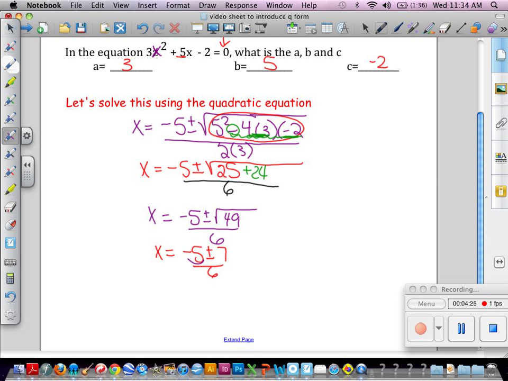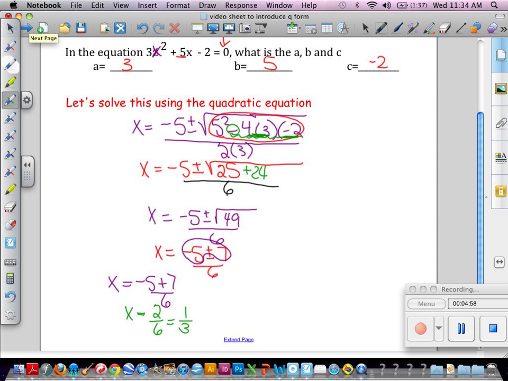So I'm going to take my -5, and I'm going to take plus 7. X equals -5 plus 7 over 6. All right, so I'm going to take my -5 plus 7. -5 plus 7 is 2, over 6, which is 1/3. I believe on the front page there, I had gotten 1/3. You guys can look at the top of your paper. You got 1/3, didn't you?